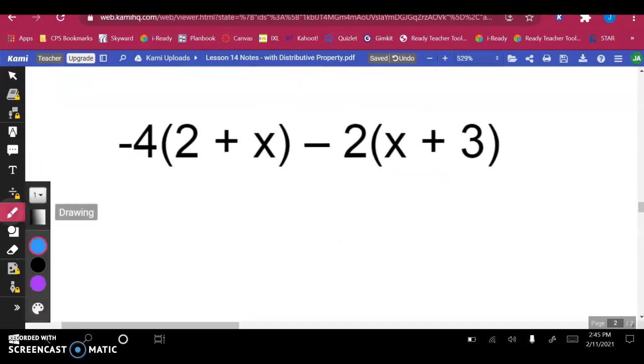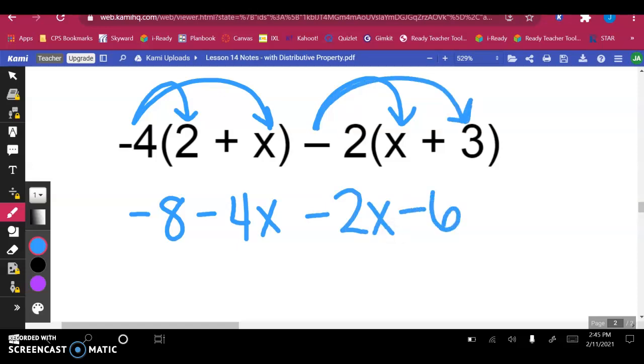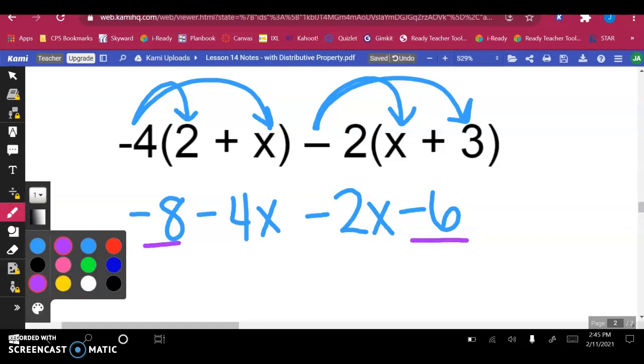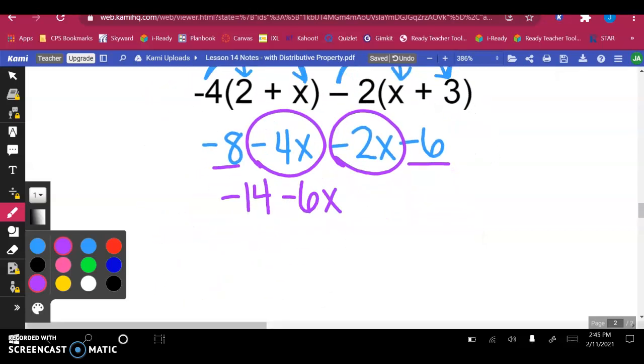Another one that's similar to that. Negative 4 times 2 is negative 8. Negative 4 times x would be negative 4x. Negative 2 times x would be negative 2x. And negative 2 times 3 would be a negative 6. Then we have to go through and combine like terms. I have negative 8 and negative 6 that are constants. So negative 8 minus 6 would be negative 14. And then a negative 4x and a negative 2x would make a negative 6x. And then I have all the like terms combined, and that's my final answer.